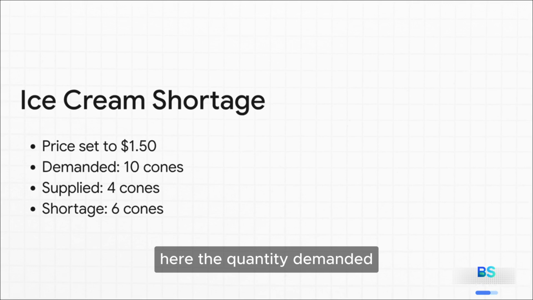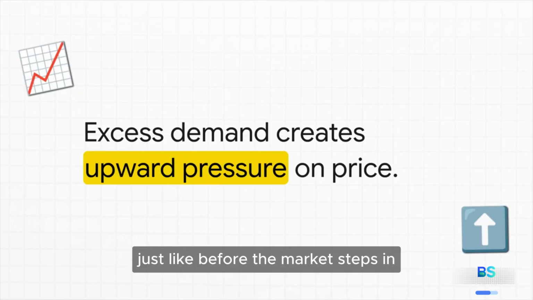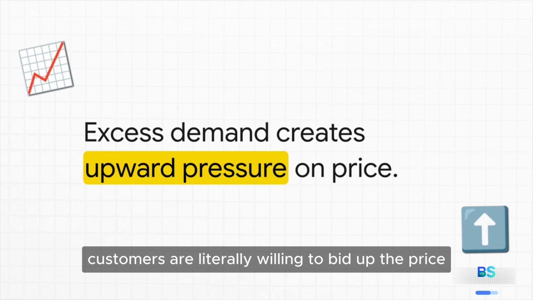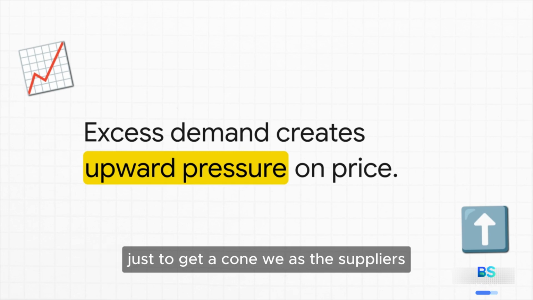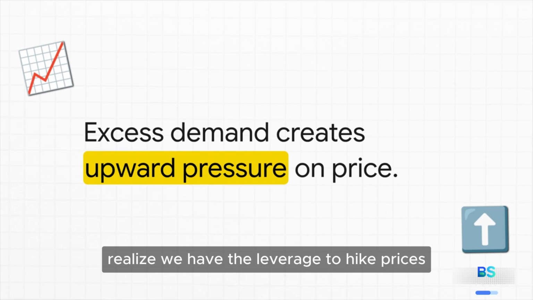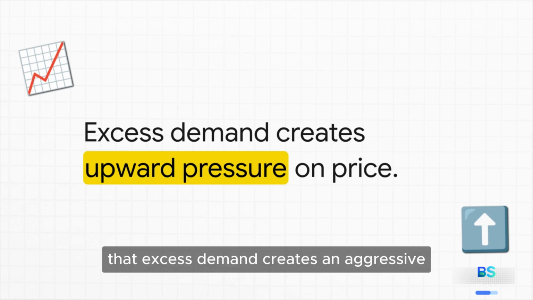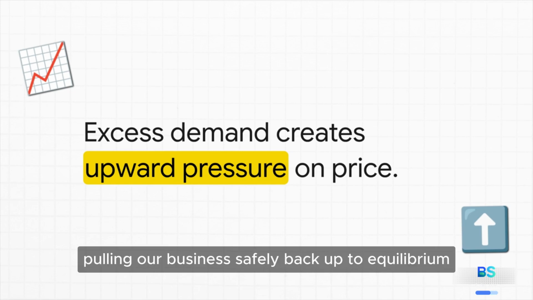Here, the quantity demanded drastically outpaces what's supplied. Just like before, the market steps in. With all these desperate buyers and not enough ice cream, customers are literally willing to bid up the price just to get a cone. We, as the suppliers, realize we have the leverage to hike prices without killing our sales. That excess demand creates an aggressive upward pressure on price, pulling our business safely back up to equilibrium.